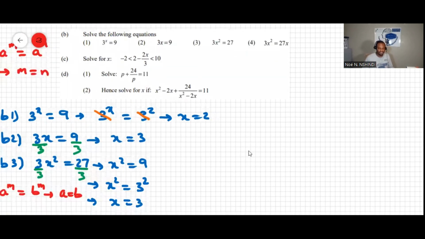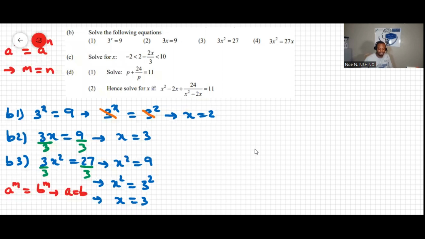Then question 4, B4, I can write it here. B4 says that 3x squared equal to 27x. Now we can start by simplifying the equation. We divide by 3 on both sides of the equation. I can't divide by 3x. Why can we not divide by x? X being a variable, in case it is equal to 0, for instance, division by 0 will be ruled out. So we cannot divide by 3x here. We divide by 3, and then this will be x squared equal to 9x.